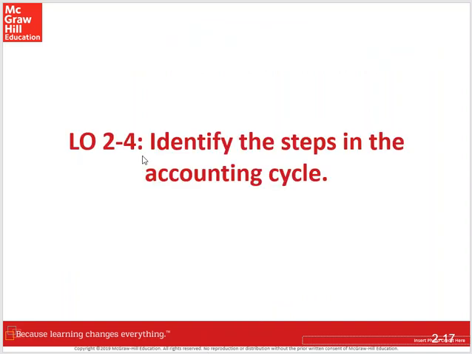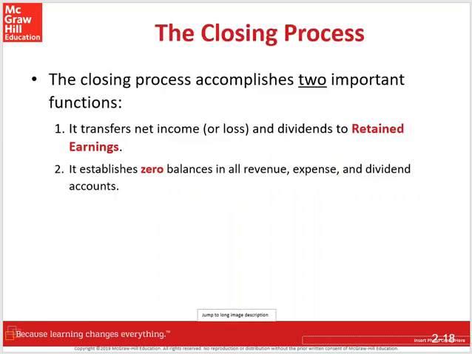So our next topic is to understand the steps in the accounting cycle. The last step in the accounting cycle, which we'll take a look at shortly, is what we call the closing process. And we touched on this at the end of chapter 1. The closing process does two things. It transfers the balances from our temporary accounts, which are revenue, expense, and dividends. So net income or loss, that includes revenue minus expense, and dividends, and it transfers those balances into retained earnings. And then in doing that, it's going to reset those accounts back to zero.